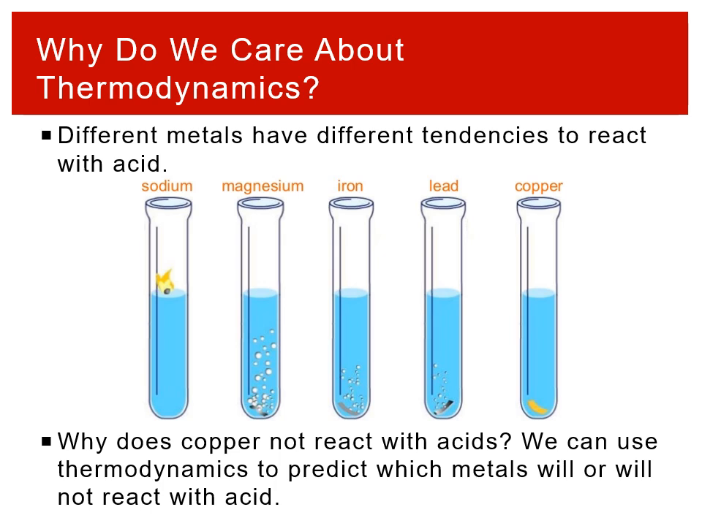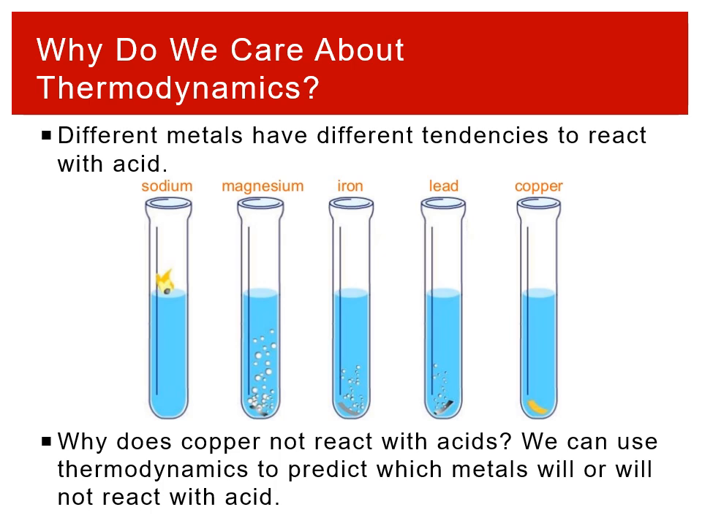If we think about lab-based chemistry, we can come to ideas like the fact that different metals have different tendencies to react with acid. Sodium, if you put it in acid, lights up on fire. Magnesium bubbles vigorously, iron a little bit, lead very little, and then copper, not at all. Copper doesn't react when you put it in acid, it just sits there.